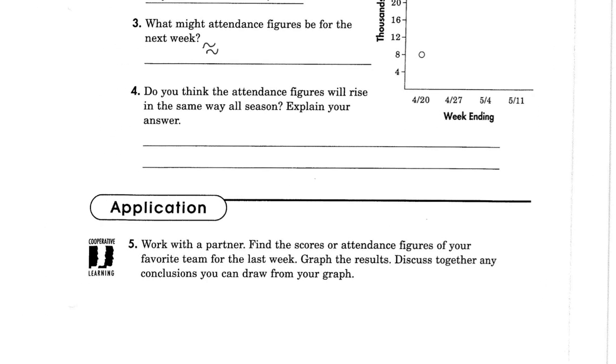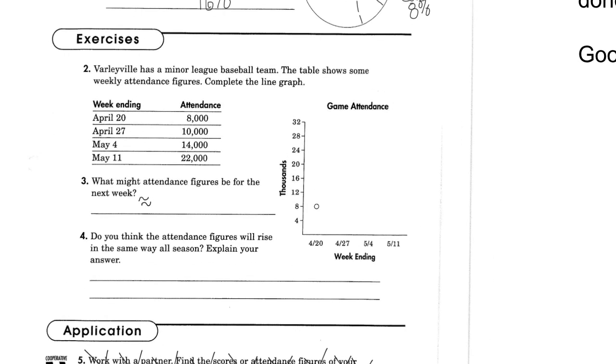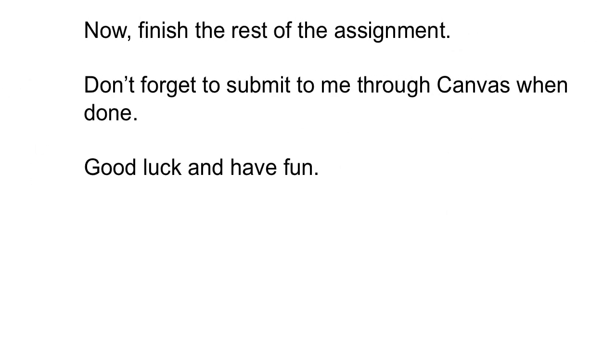When you come down to number 5, since it says work with a partner, we're going to mark this out. So I'm very nice to you guys on that one, especially if you watch this video. So what do you have to do? You have to plot this information on the graph. You have to guess what you think the attendance might be for the next week. You have to answer if you think it'll keep rising or if you think it'll drop, and give me your reasons. So that's what you have to do on this assignment. Now, finish it up. Don't forget to submit to me through Canvas when done. Good luck and have fun.